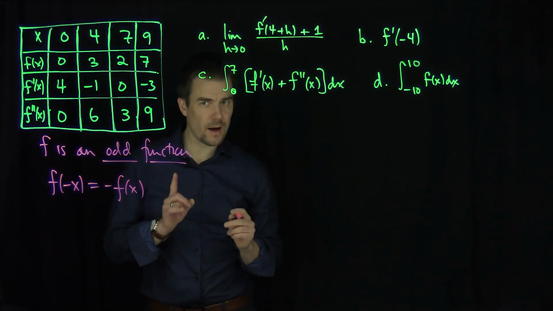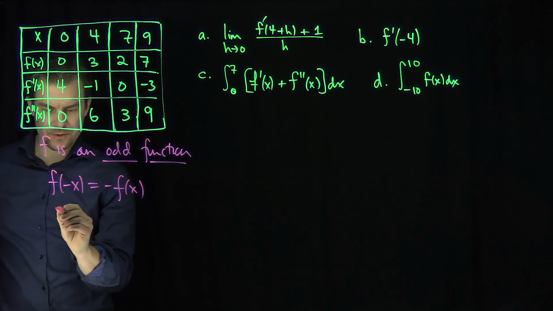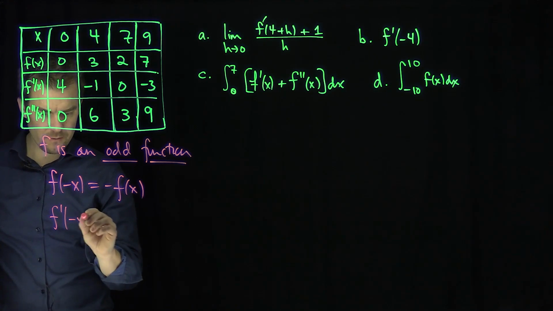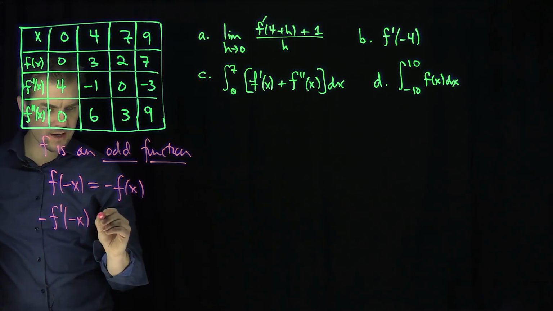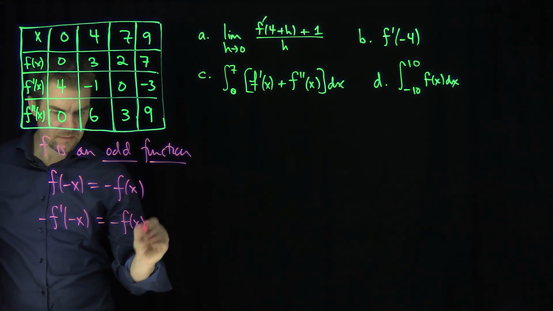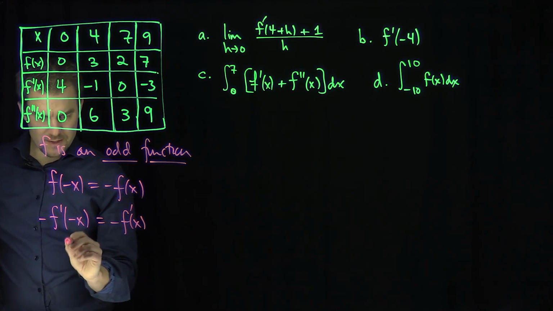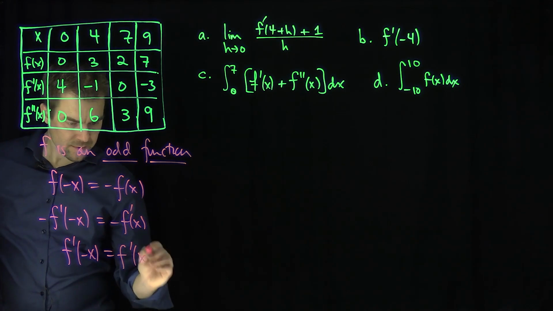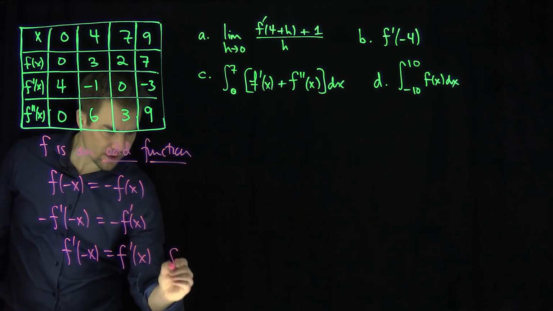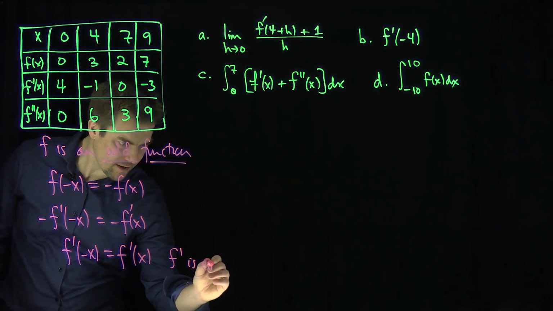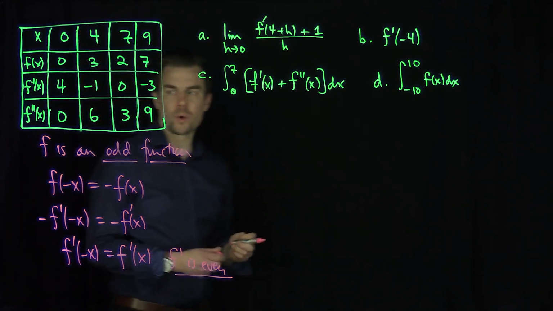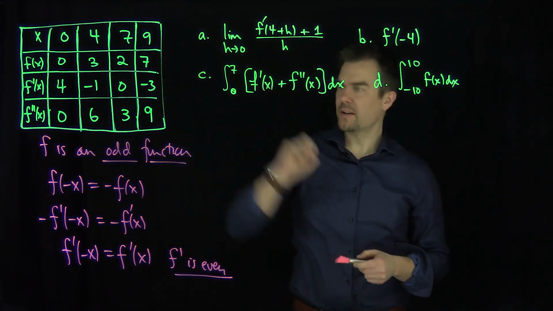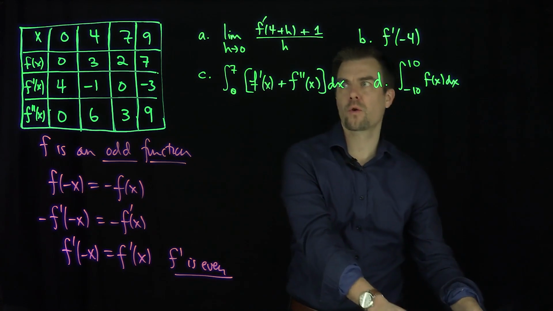One key thing to observe about odd functions is that if I take the derivative of both sides of this equation, I have f prime of negative x times a negative sign is equal to negative f prime of x. And that says that f prime of negative x is equal to f prime of x. So that says that f prime is even. So our function is going to be an odd function that satisfies these relationships, and I want to compute each of these following quantities.